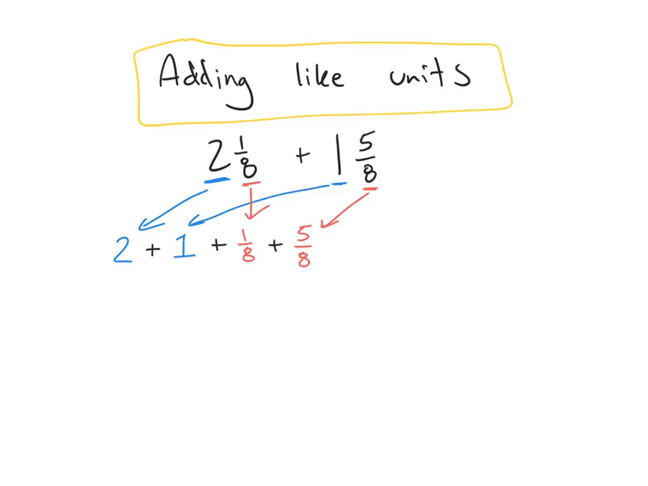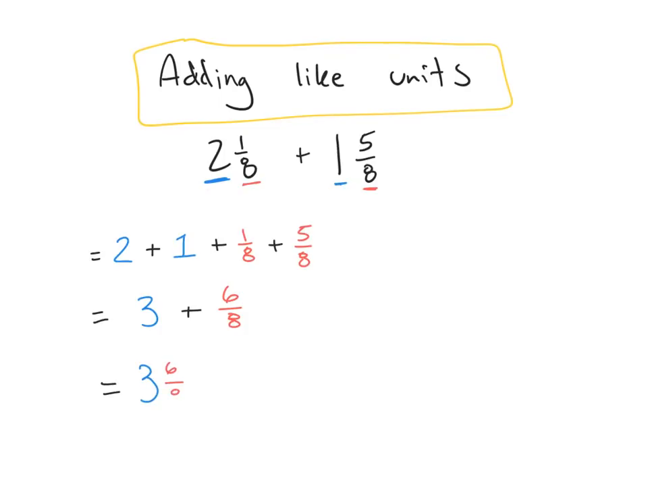After I've done that, I'm going to erase these lines out of the way. After I've rewritten my addition sentence, I can combine my whole numbers and my fractions. So 2 plus 1 gives me 3 wholes, and then I add 1/8 plus 5/8, which equals 6/8. So I get my answer of 3 and 6/8. That's my mixed number answer.